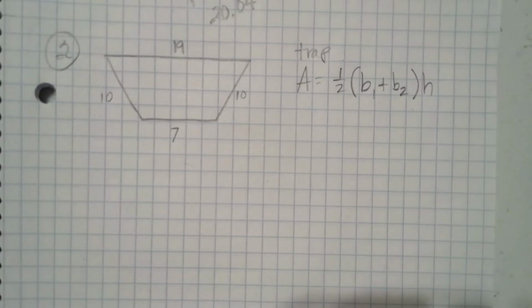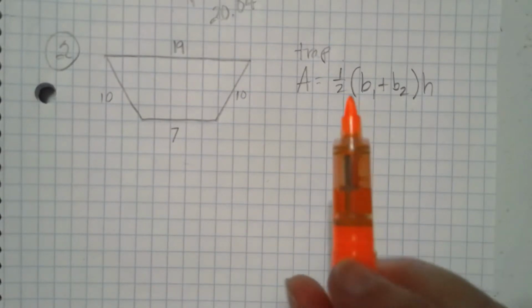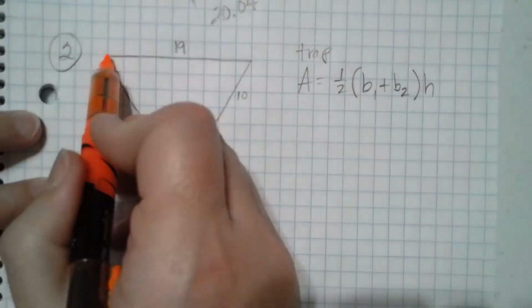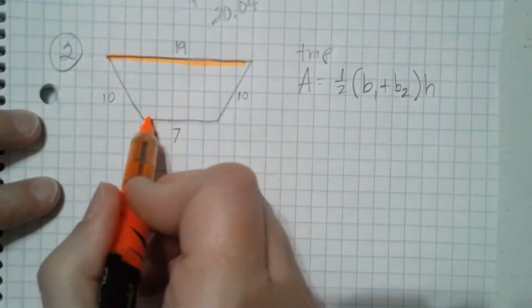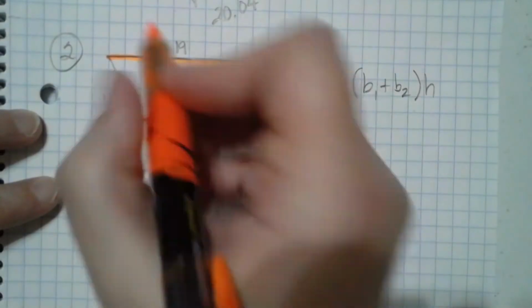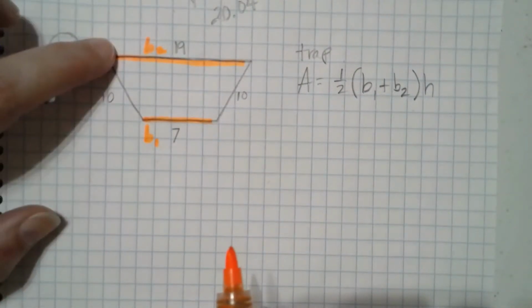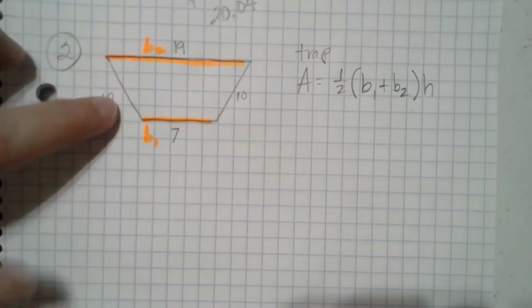Which of these pieces are going to be the bases? The two pieces that are parallel to each other. So this is base 1 and base 2. It doesn't really matter. I usually put the little one as base 1 and the bigger one as base 2, but it doesn't have to be that way.